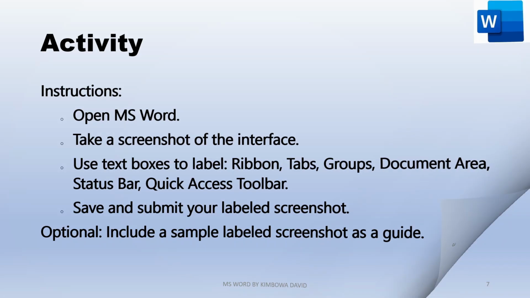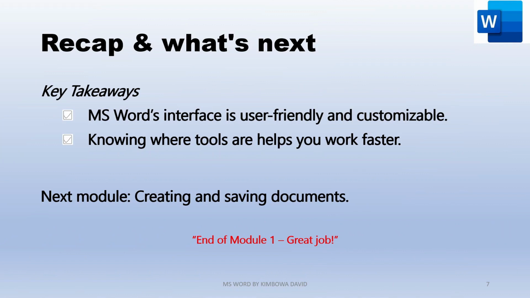Finally, let's have a recap and know what is next in our next module. Microsoft Word's interface is user-friendly and customizable. You've seen, we've customized, we've changed the quick access toolbar from above the ribbon to below the ribbon. We've added the commands and so many other things. We've added the navigation pane and removed it. I told you we can also add commands, tabs and remove tabs and so many others. Knowing where the tools are helps you to work faster. So the moment you know where the tools are, you can actually work faster and efficiently in Microsoft Word.